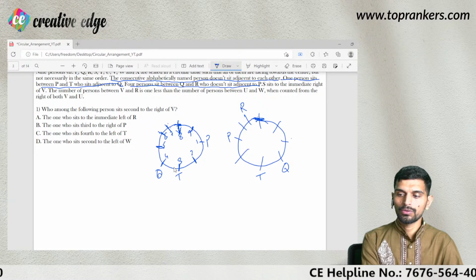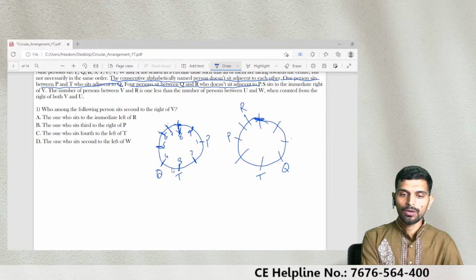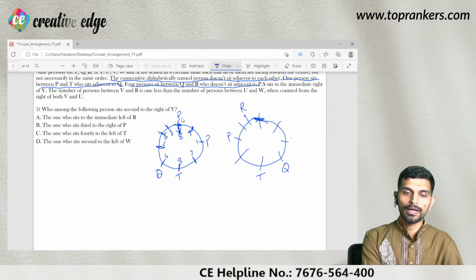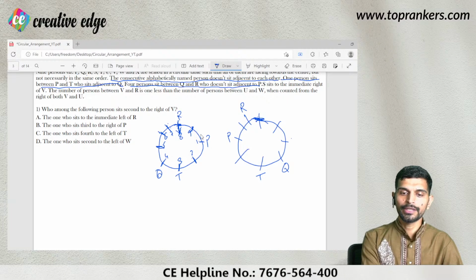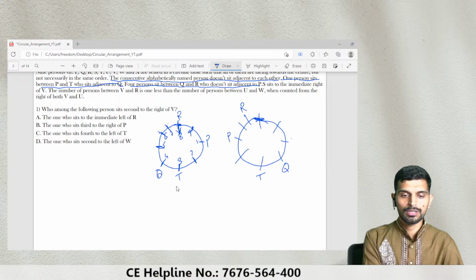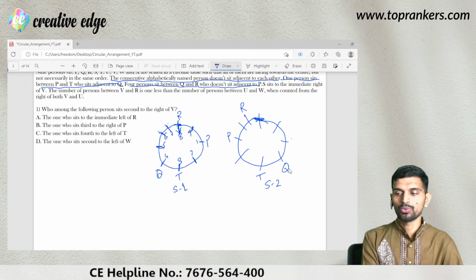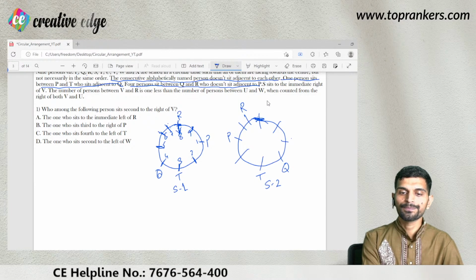Alternatively, I can also count anti-clockwise. One, two, three, four. So R could be here, right? In this manner, R could be at eighth place. So these are the two ways. This is say situation one and this is situation two, right? These are the two ways. Okay.